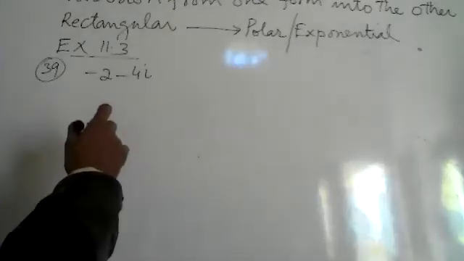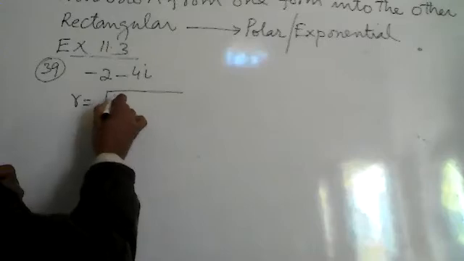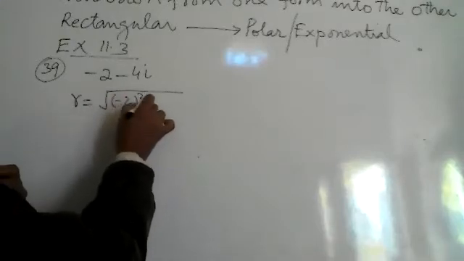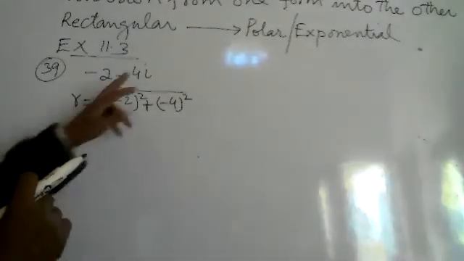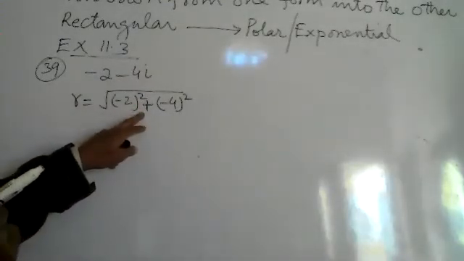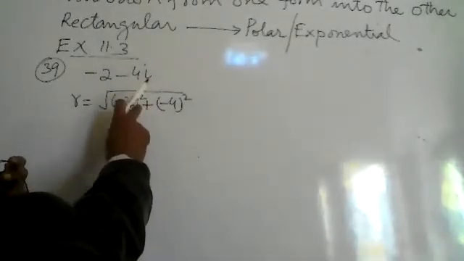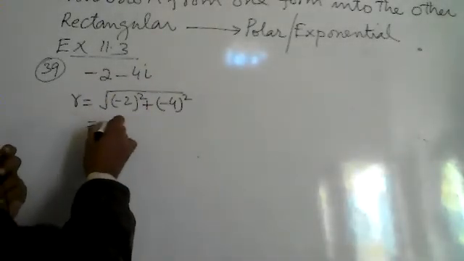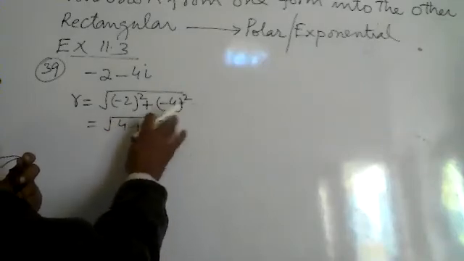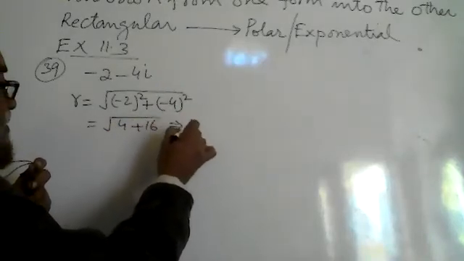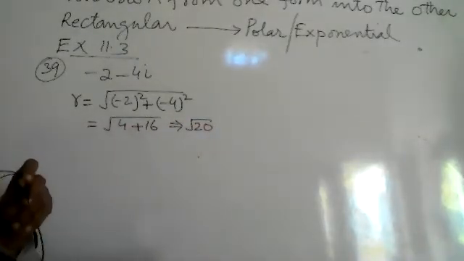So first we'll find r. r will be equal to the square root of (-2) squared plus (-4) squared. I am not writing iota, and in between I am putting plus, not a negative sign. Whatever the sign is over there, we have to take a plus sign. It will become root 4 plus 16, which is root 20, or 2 root 5.